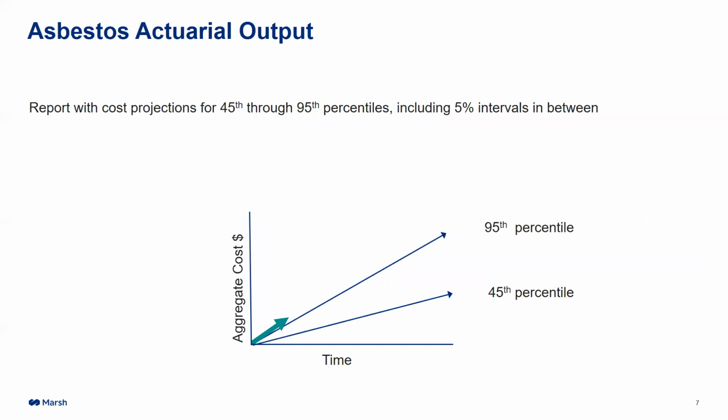And this basically articulates it. So if you look at a typical asbestos actuarial output, they'll forecast projections into the future on percentiles between the 45th and 95th, and usually every 5% in between. So now instead of having an unknown in the future, we at least have some bounds around what we think will be the likely outcome of future claims and how that can impact the business. Next slide.